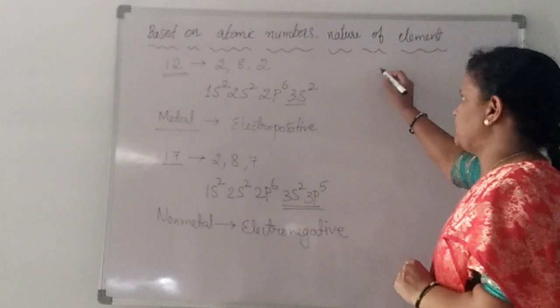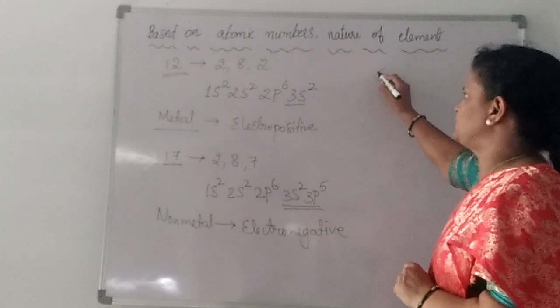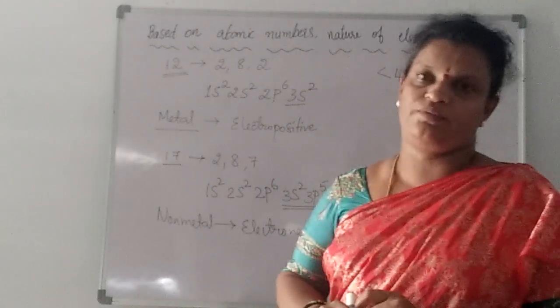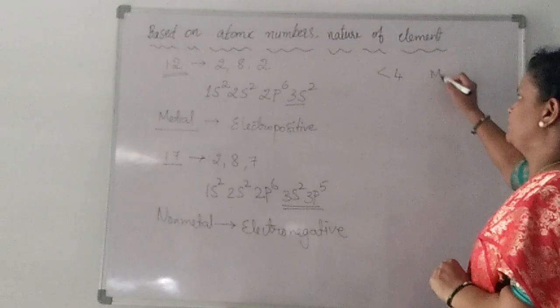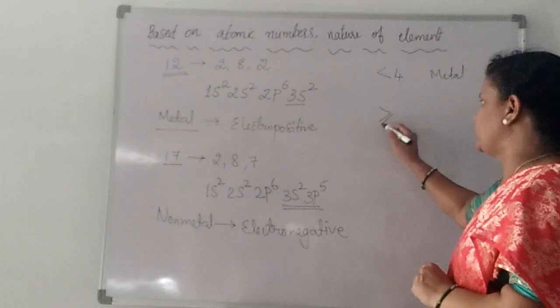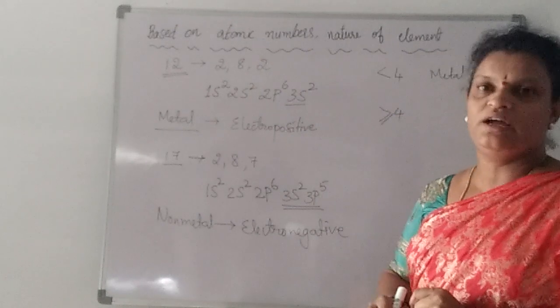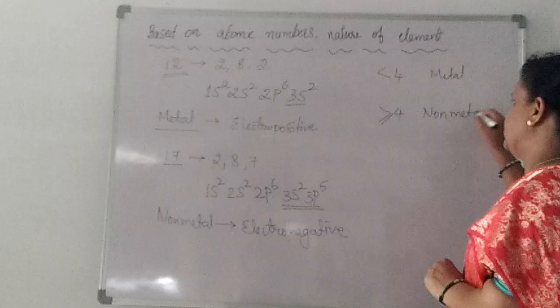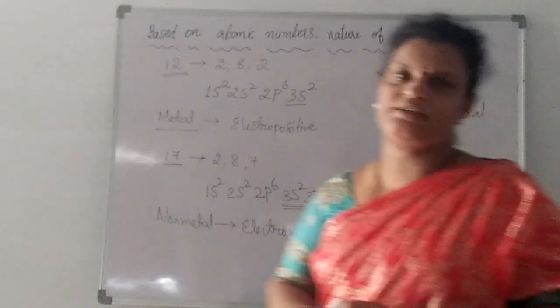Here, if the number of electrons present in the last shell is less than 4, it will be a metal. If it is greater than or equal to 4, it will be a non-metal. Anyway, here also we have some exceptional cases.